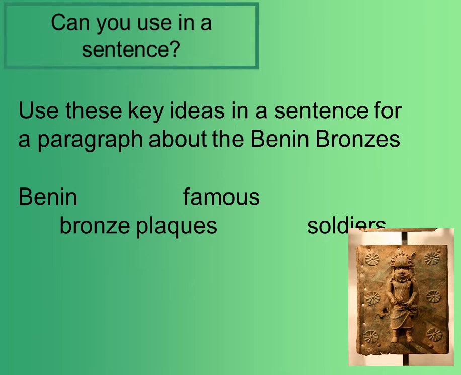Or you could write, soldiers from the Benin Kingdom were so famous they sometimes had bronze plaques made about them. You could start with any of the words and try and come up with a sentence. You could say, bronze plaques in Benin show famous soldiers. All kinds of sentences you could use using just those 4 ideas. And that's something that the more you practice at with the writing, the better a writer you will become.